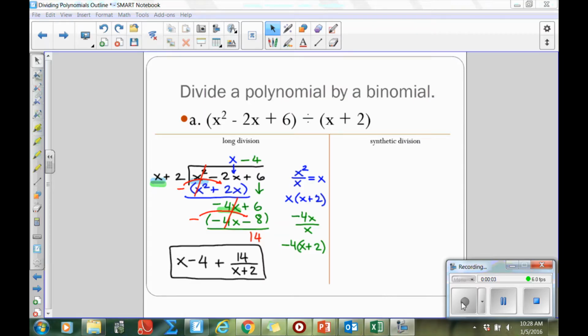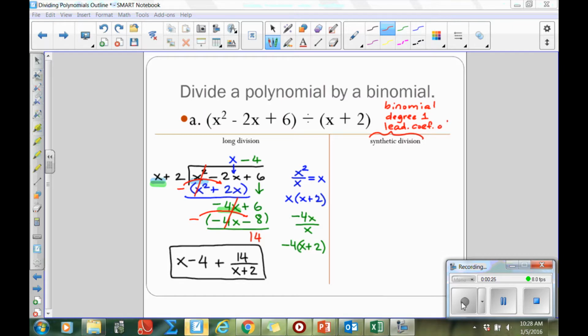I'll show you synthetic division. It will only work for the first two examples because synthetic division only works when you're dividing by a binomial with degree 1 and a leading coefficient of 1. The process is to start with your divisor and set it equal to 0. Solve for x.